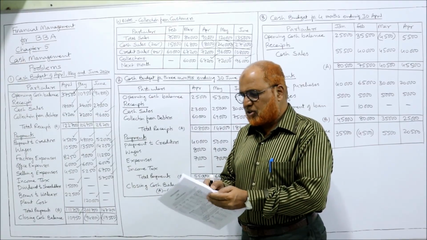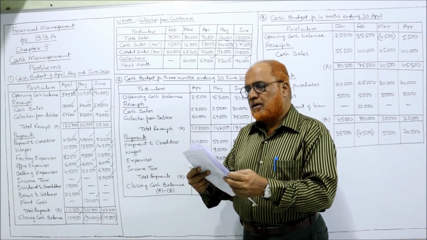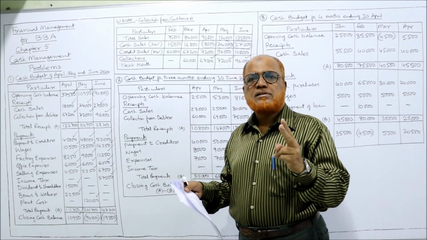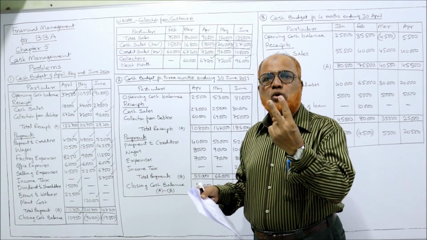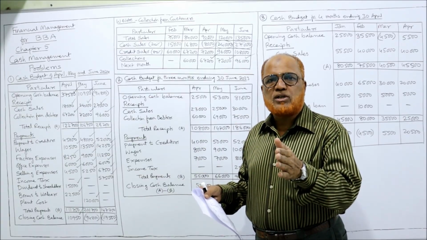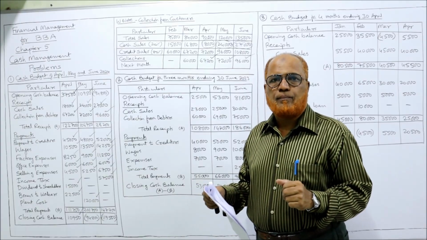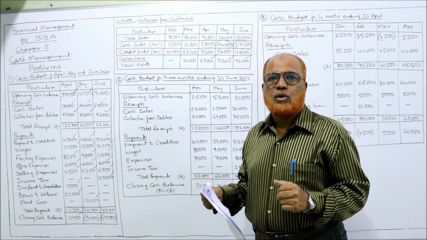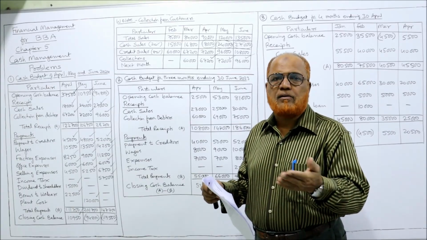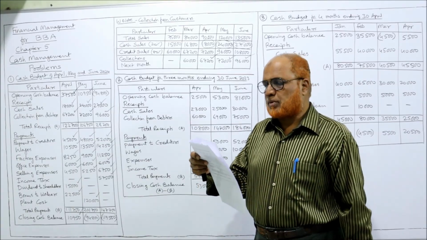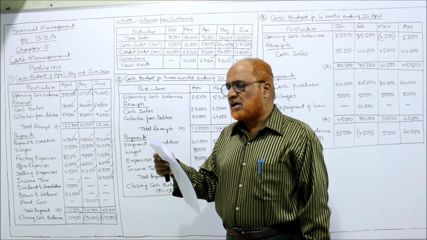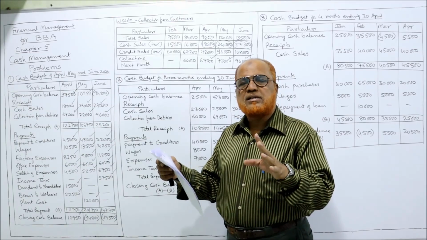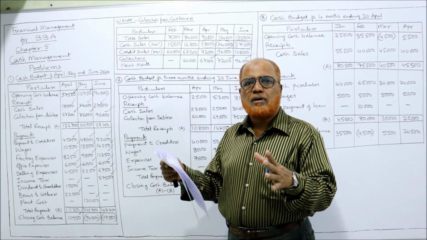Now, what information is given? Other information: period of credit allowed by supplier is 2 months. That means the suppliers are allowing us 2 months credit period. If we purchase in January, we will make payment in March. If we purchase in February, we will make payment after 2 months, in April. Just like the previous problem. 25% of sales are for cash, and the period of credit allowed to customers is 1 month. Exactly just like the previous problem.